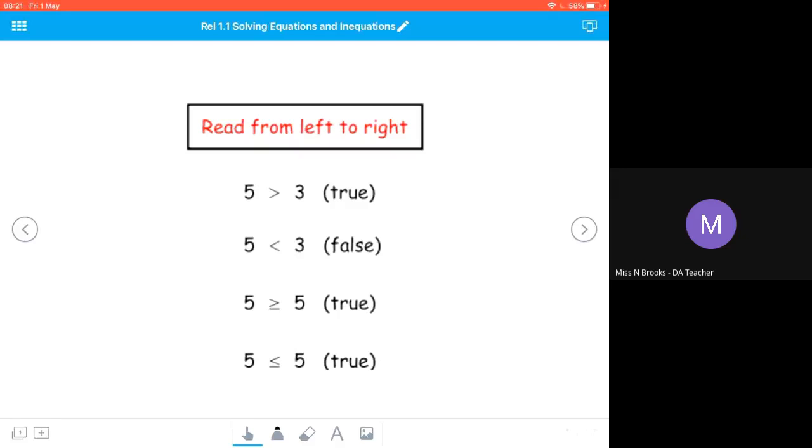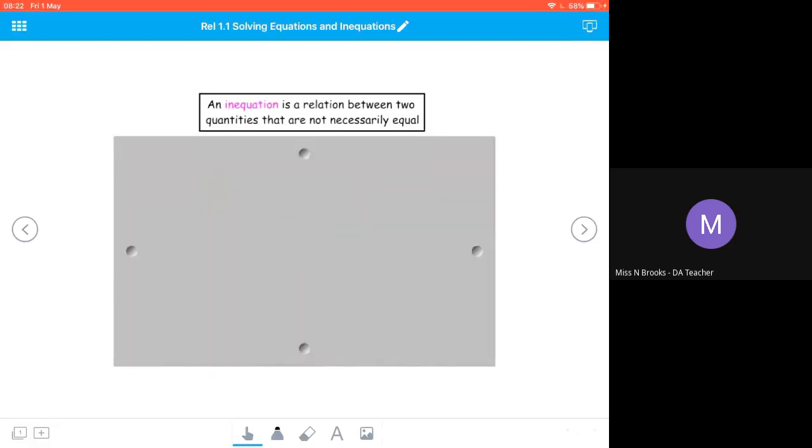So when you're reading an inequation, remember you're reading it from left to right. So 5 is greater than 3 is true, but 5 is less than 3 is false. 5 is greater than or equal to 5 is true, and 5 is less than or equal to 5 is also true. So when you're substituting in values to check if your inequation works, make sure that you're reading it from left to right. So an inequation is a relation between two quantities that are not necessarily equal.